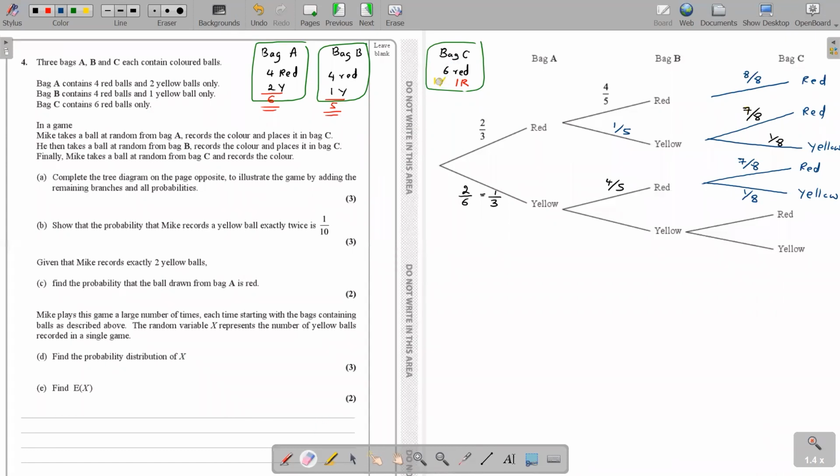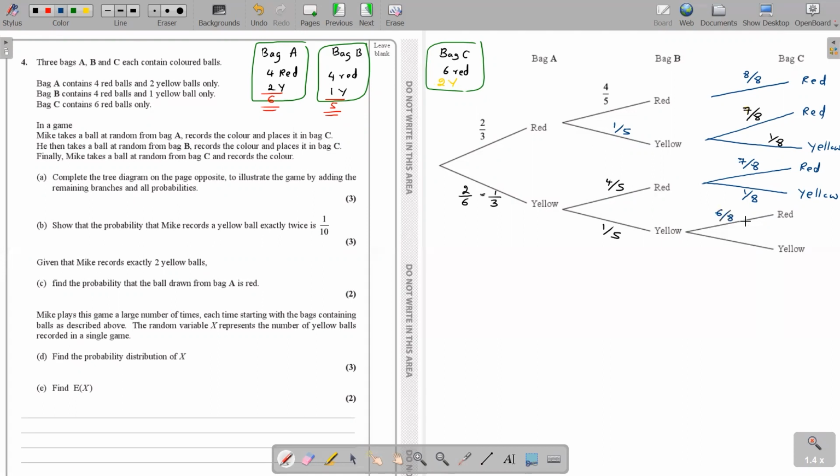So let's continue with the last branch. I'm erasing this and writing the bag C combination for every branch. So starting with bag A, I'm taking a yellow. From bag B, what's the chance of me taking a yellow? 1 over 5. So that means what? From both bag A and bag B, I'm taking a yellow, which means we get 2 yellows. Are you with me?